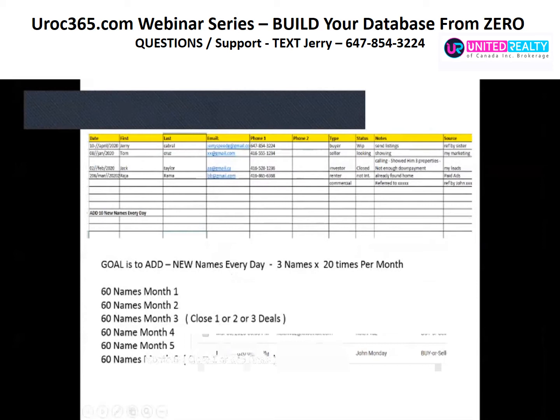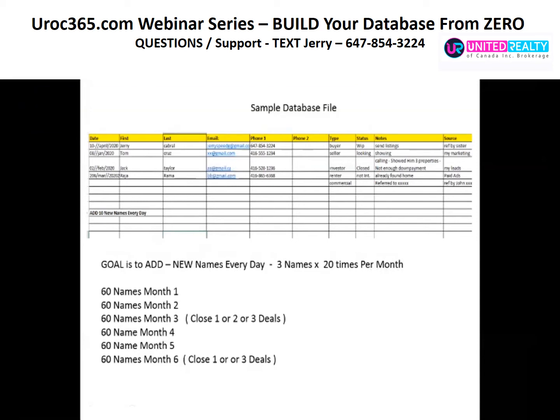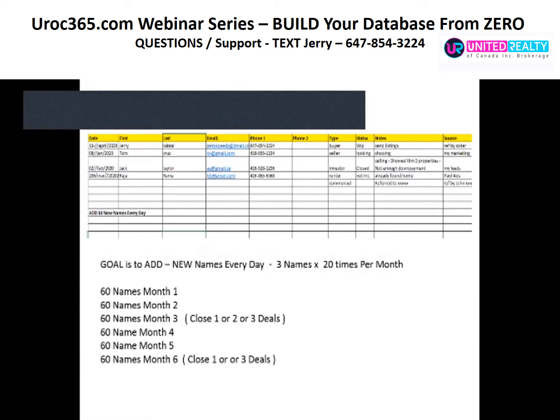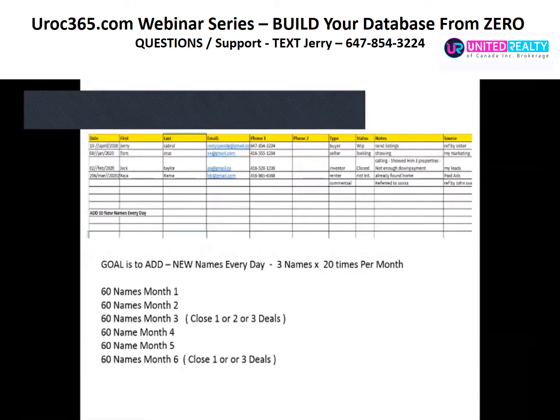And the goal should be for you to add at least 3 names every day. That's the goal. Make it a priority right now in your to-do list that every day you're going to add 3 names to this database, and you do it 20 times in a month. Why 20 times in a month? Because Saturday and Sunday you don't work, but Monday through Friday you're going to work, and every day you're going to put in 3 names.